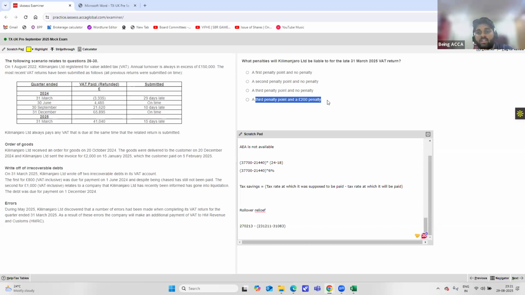31st March, there is a refund, so there will be no payment. Absolutely right. No penalty is our answer. All right, this is how you solve your question. Clear? Let's move on to the next one.